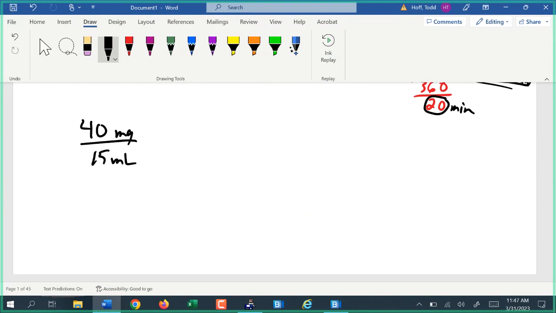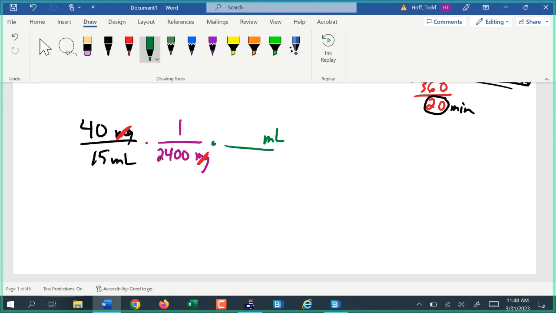If I started with that, well, I'm going to need to get rid of both of them at some point. Let's put milligrams on bottom to get rid of milligrams. Well, the only other thing I have that has milligrams is the doctor's order. That's the 2,400 milligrams over 1. Here it's going to be 1 over the 2,400 milligrams, so that the milligrams cancel out. So I've got rid of the milligrams. I just have milliliters. I need to get rid of that in favor of minutes.